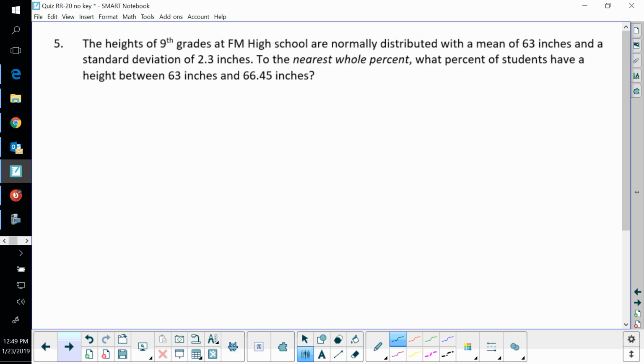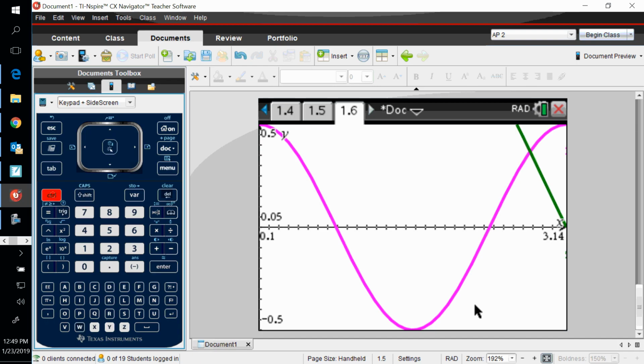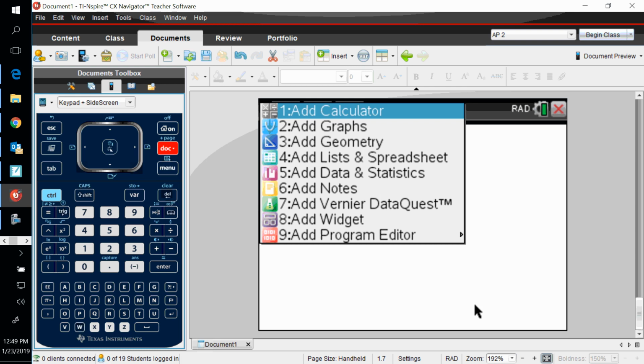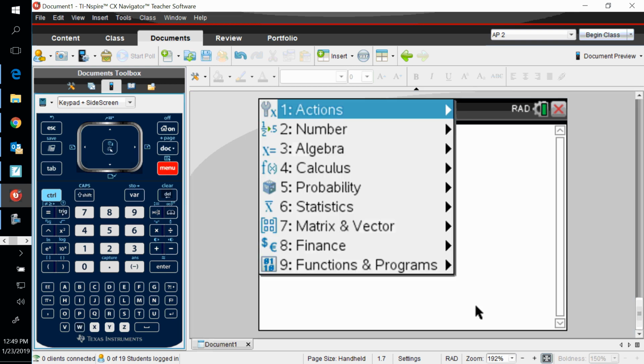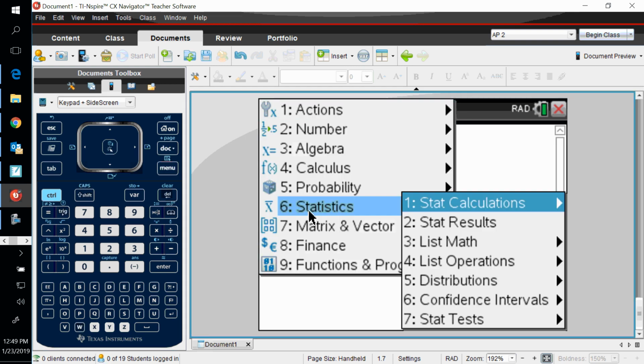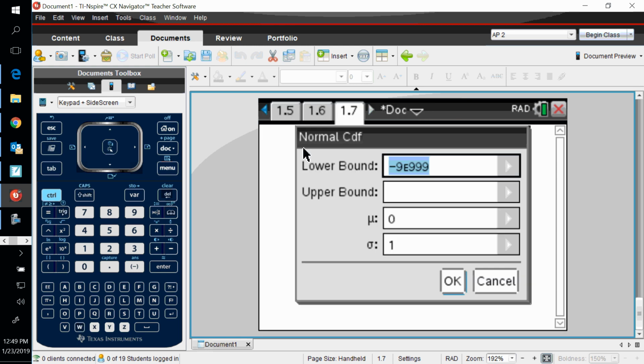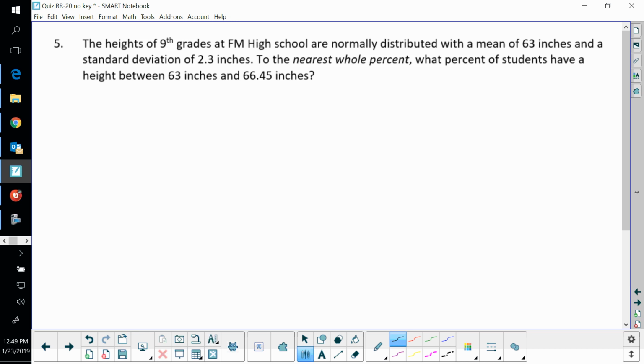So hopefully in seeing that we have a mean, a standard deviation, and we want between two things, we know to go to a calculator page. So we'll add a calculator page. We would go Menu, Statistics, Distributions, and Norm CDF. We would fill in our lower bound and upper bound, the 63 and the 66.45. And we'll go back to the question so you can see it and fill it in on your own. And then we would fill in mean and then standard deviation. Remember, if you're unsure of those, just go in alphabetical order.